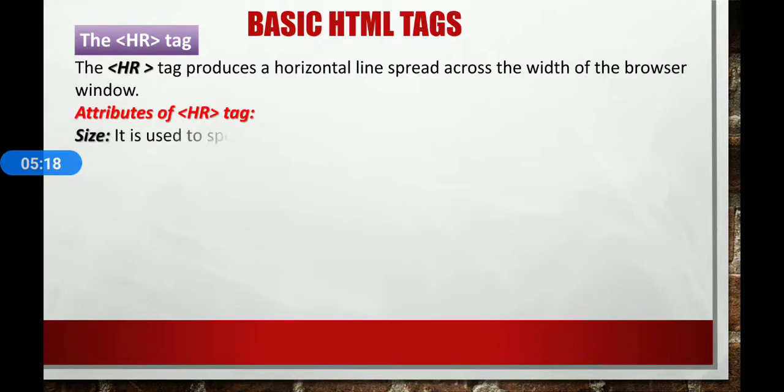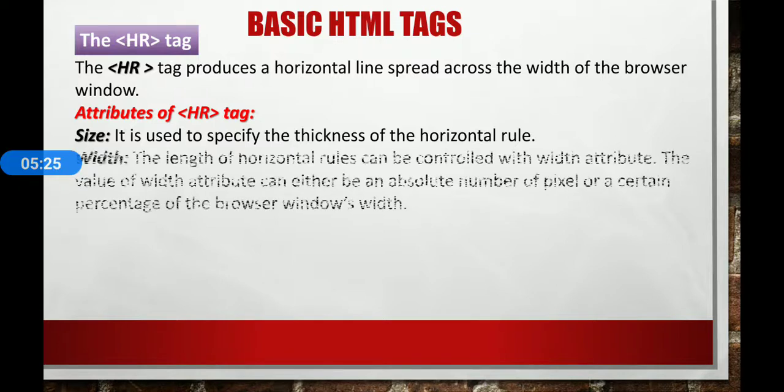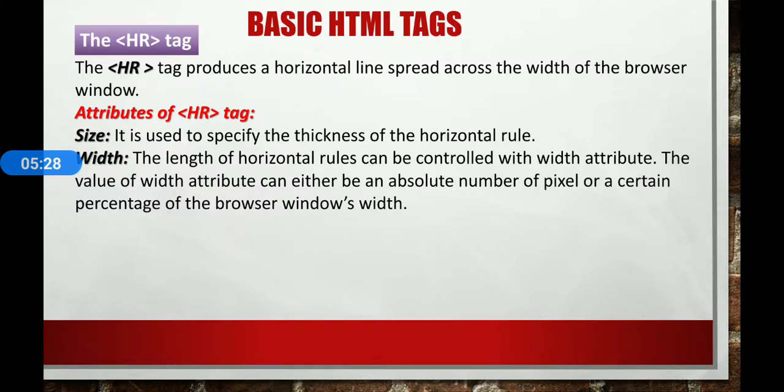Here are the attributes of the HR tag. For size, it is used to specify the thickness of the horizontal rule. Next, width. Let's discuss the size. You can vary a rule's size. This is thickness, and width is the percentage of the window covered by the rule. Experiment with the settings until you are satisfied with the presentation.